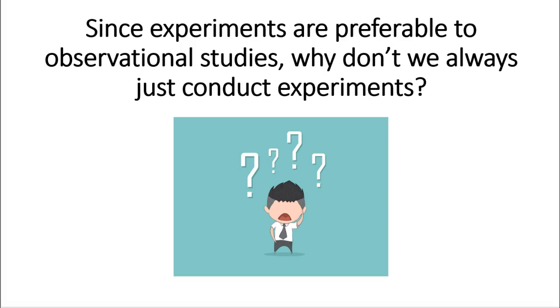Since experiments are preferable to observational studies, why don't we always just conduct experiments? Reasons include that an experiment may not be ethical, it's difficult in practice to ensure subjects adhere to the instructions of an experiment, and some studies may not be interested in causality.